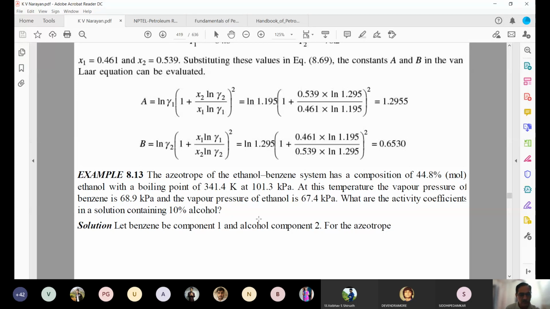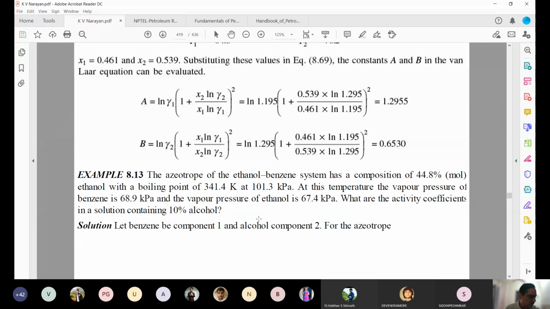Okay, so it's exactly similar to the previous problem. The first part is the azeotropic composition दिया है. What is the azeotropic composition given? Sir, 0.448. 0.448, right? So x1 is given as 0.448. And vapor pressure is given for ethanol and benzene, right? So we can find out gamma 1 and gamma 2 at this composition and calculate A and B again for the Van Laar equation. ठीक है? Exactly similar problem है.